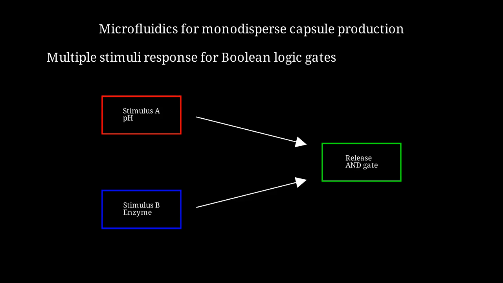By combining multiple stimuli-responsive materials, we can create capsules that act as Boolean logic gates, releasing only when specific combinations of conditions are met. This schematic shows a Boolean AND gate capsule. Release occurs only when both pH stimulus in red and enzyme stimulus in blue are present simultaneously. This provides exquisite control over release location and timing.